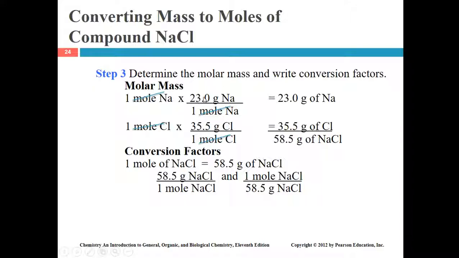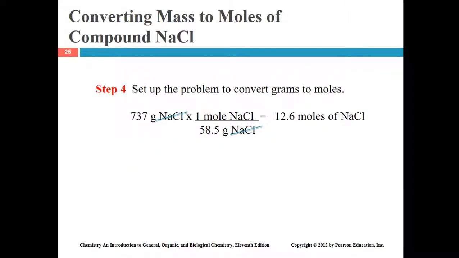Sodium's value on the periodic table is 23.0 grams, and for our NaCl there's 1 mole, so our 1 mole is going to cancel out top and bottom, so 1 times 23 is 23 grams of Na. Our chlorine is 35.5, so 1 times 35.5 is 35.5. We add them together to get 58.5 grams of NaCl. So we can either use the conversion, 58.5 grams of NaCl is 1 mole of NaCl, or we can say 1 mole of NaCl is 58.5 grams of NaCl. Whatever is going to be needed.